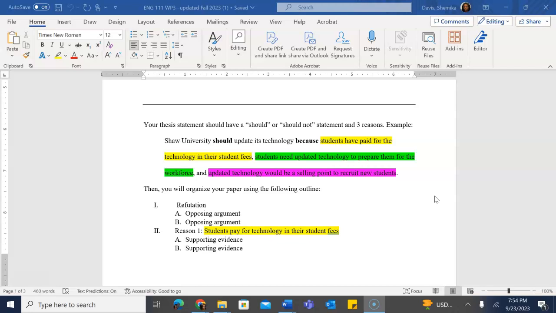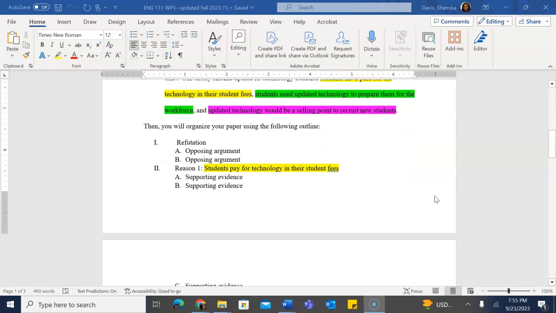Shaw University should update, and that's should, right? Should update its technology because students have paid for the technology in their student fees, and that's reason number 1. You see it's in yellow. Reason number 2 is students need updated technology to prepare them for the workforce. And updated technology would be a selling point to recruit new students, and that's our reason number 3.